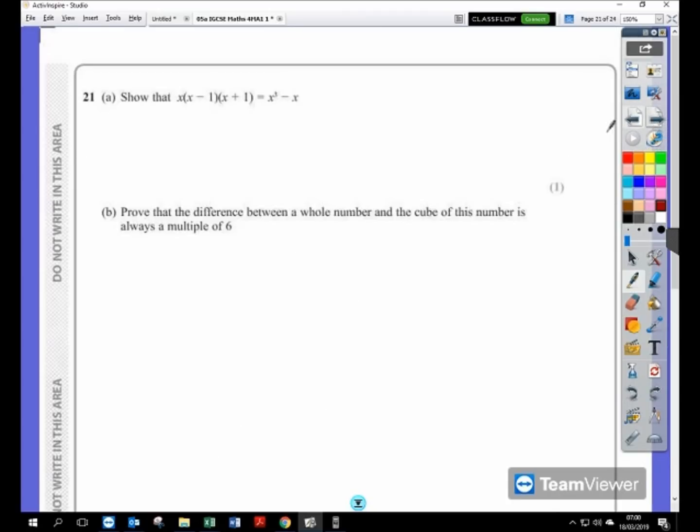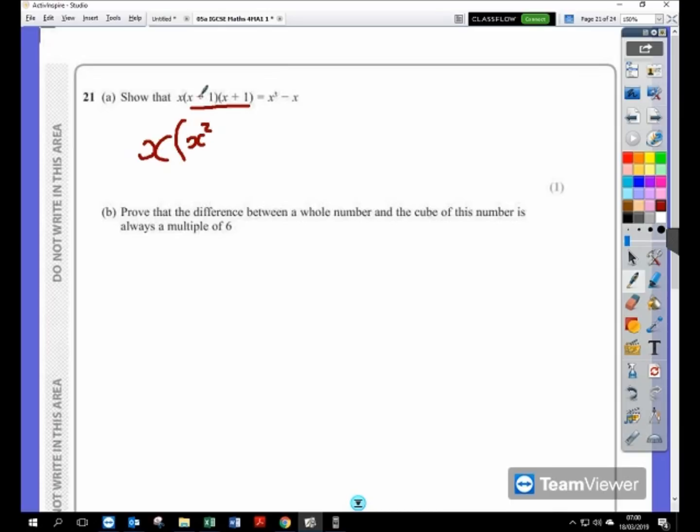Okay, next one. Okay, so expand the brackets. So if we expand the 2 brackets and then multiply by x, it's entirely up to you which order that you do this in. You may spot that this is the difference of 2 squares.